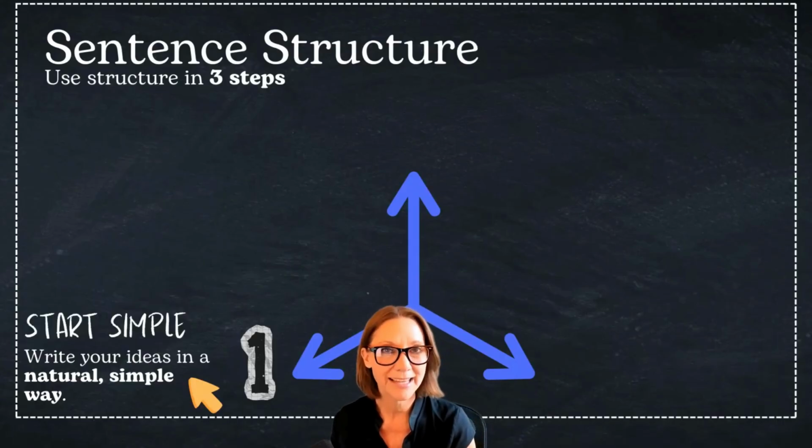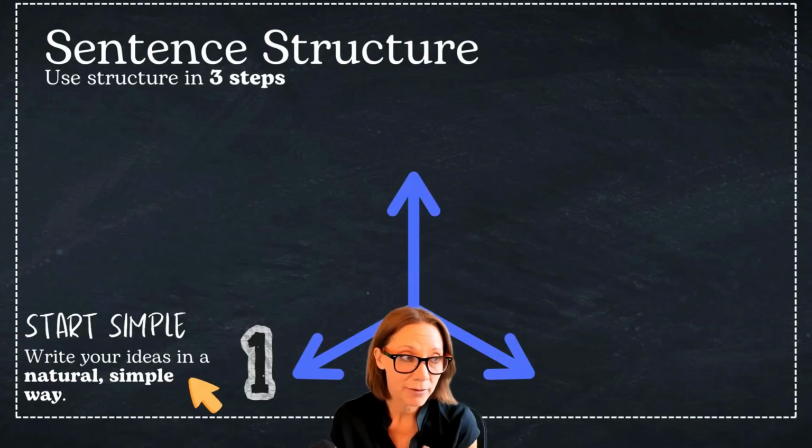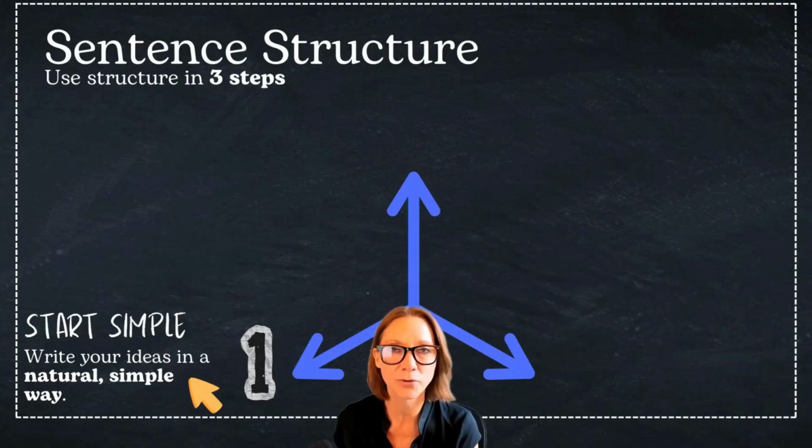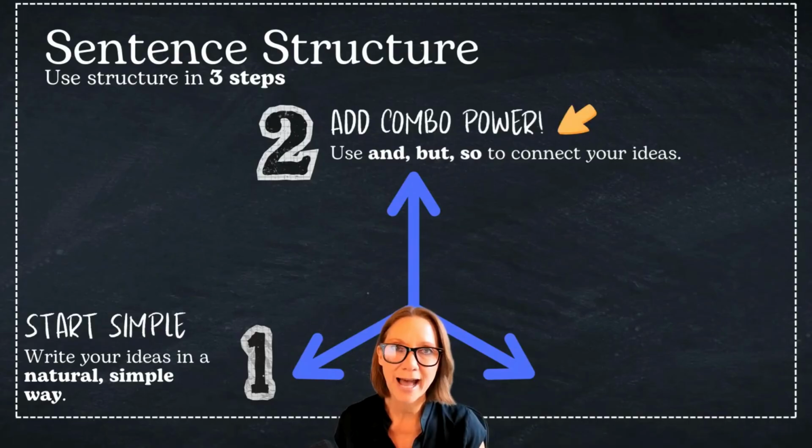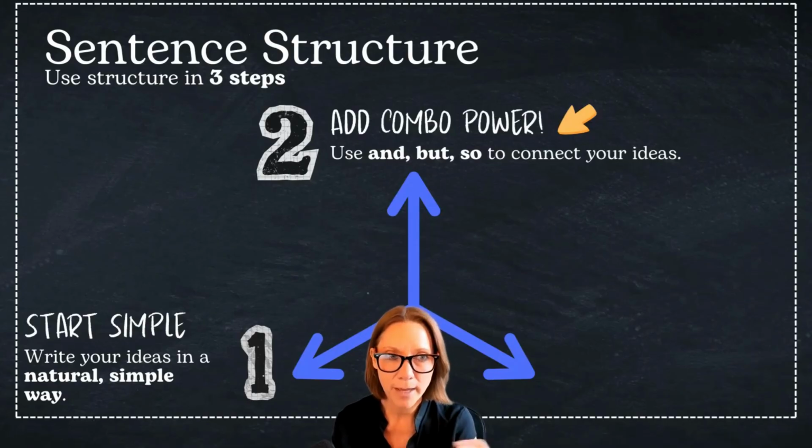Really amazing complex sentences don't come out of authors' minds either. What comes out is the simple, natural language and thoughts that come first. So put those down. Then you can come back and do the next step, which is number two. You can add in some combo power. So now you're going to take some of these sentences and put them together. You're going to use that glue of the conjunction and make compound sentences.